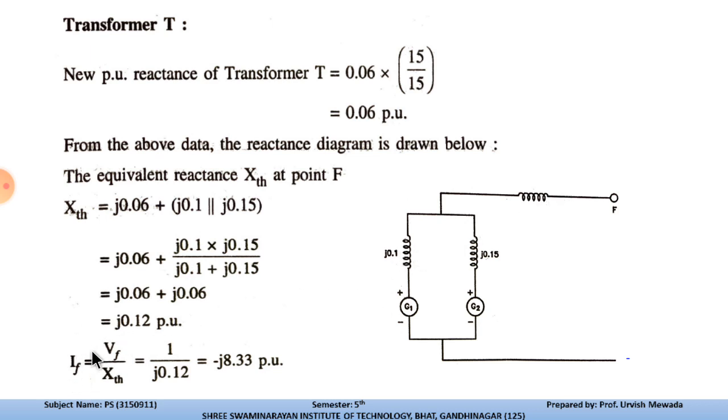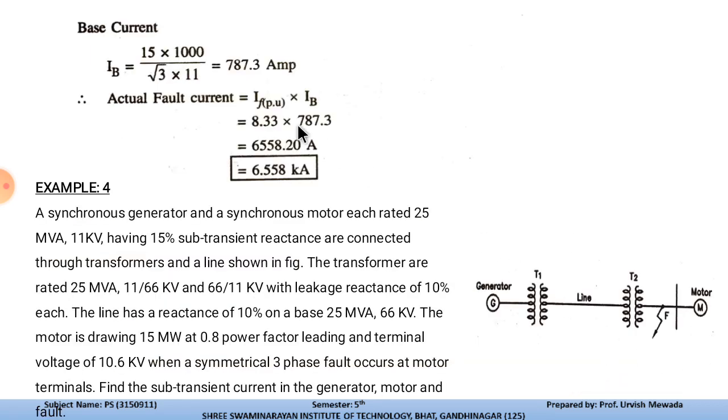After solving this, we have XTH as J0.12 pu, and the fault current IF is equal to V by X. Over here, the impedance is shown in terms of the reactances. The combined reactance of this circuit is J0.12. So IF is equal to minus J8.33. This is the fault current of the given system. Now the base current from the total MVA rating: IB is equal to 15 into 1000.